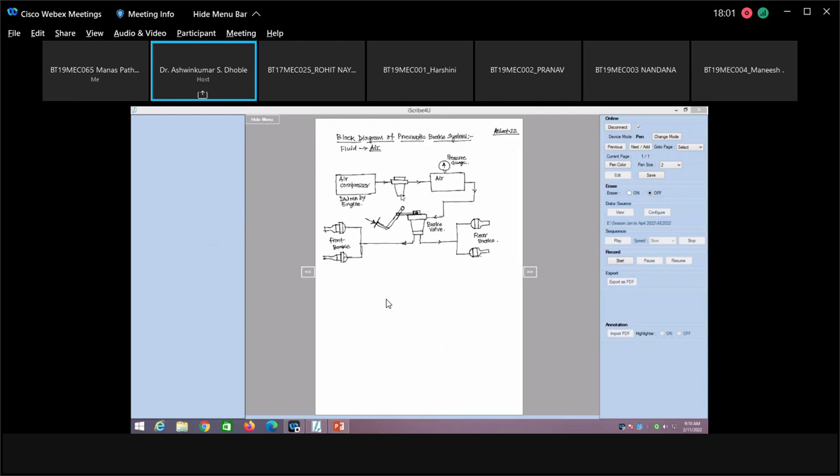This component, what is this component and this component? Where I have made the dot, or where I am putting the, you can say, arrow or the pointer. What is this component and what is this component?